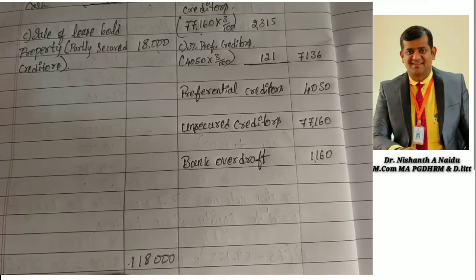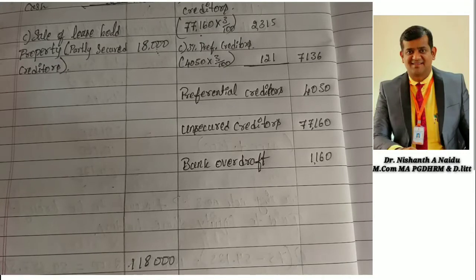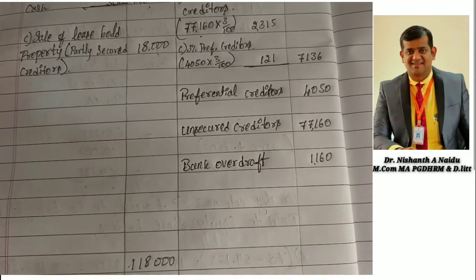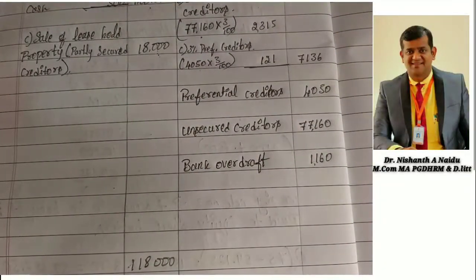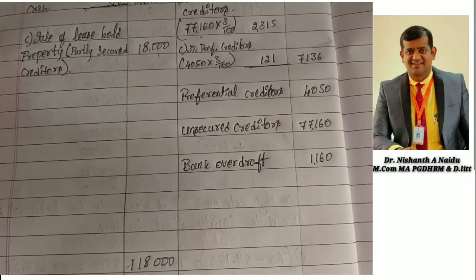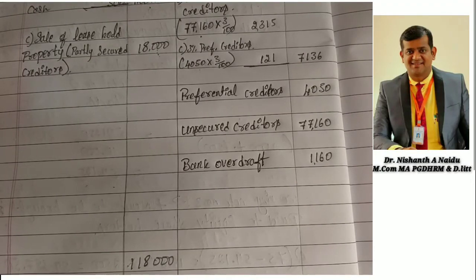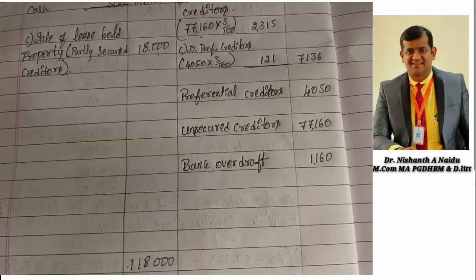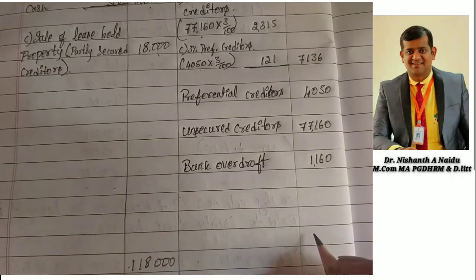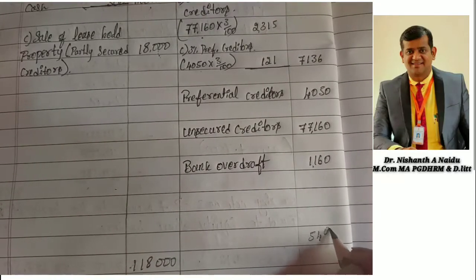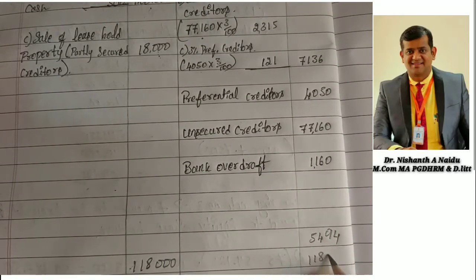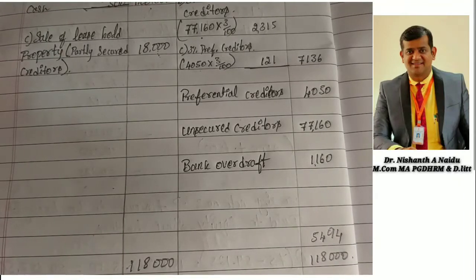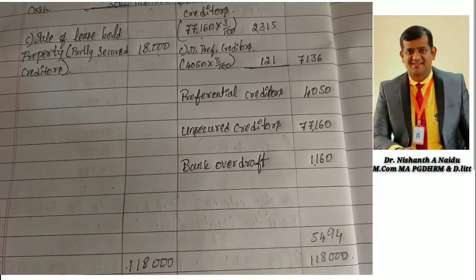So 1,18,000 rupees we got from the realization of assets, and we are supposed to pay 1,12,506. Now deduct this and find the difference. That is 1,18,000 minus 1,12,506. How much have you got? 5,494 rupees balance. We have 5,494 rupees. So total 1,18,000 rupees on both sides. This is the amount left with us.